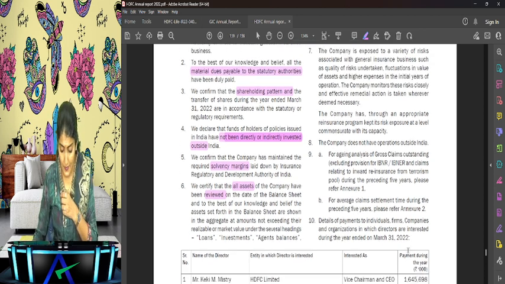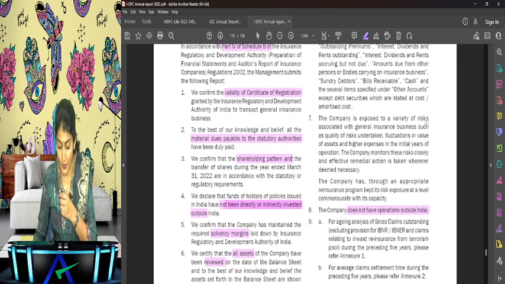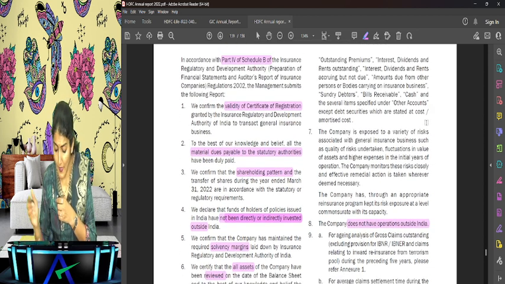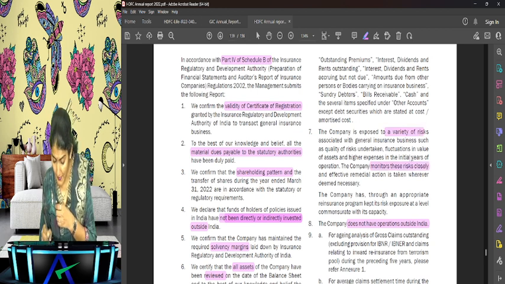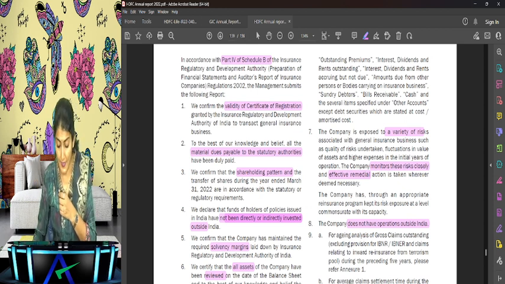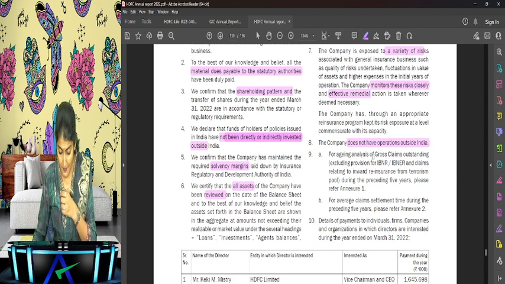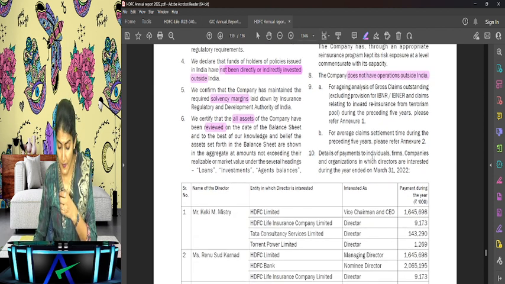Right, the company does not have any operations outside India. That is point number 8. Does not have any operations outside India. For point number 7, what does it say? The company is exposed to a variety of risk. And what does it say? Again, they are monitoring this risk closely. Right, so company is exposed to a variety of risk. And again, risk management system. Does the company have a risk management system? Yes. Then the company does not have operations outside India.